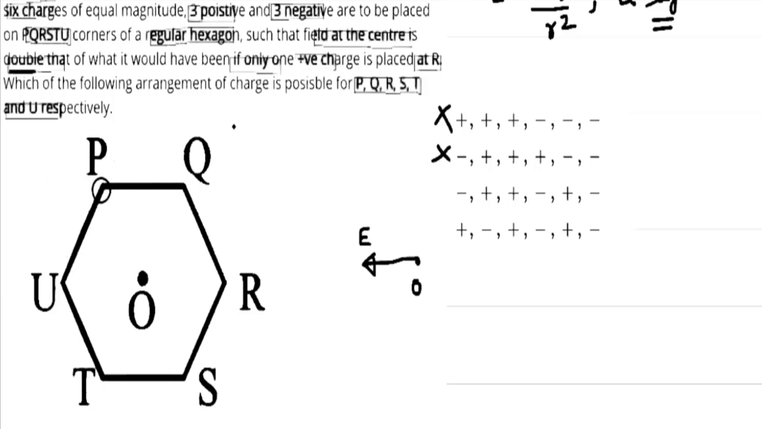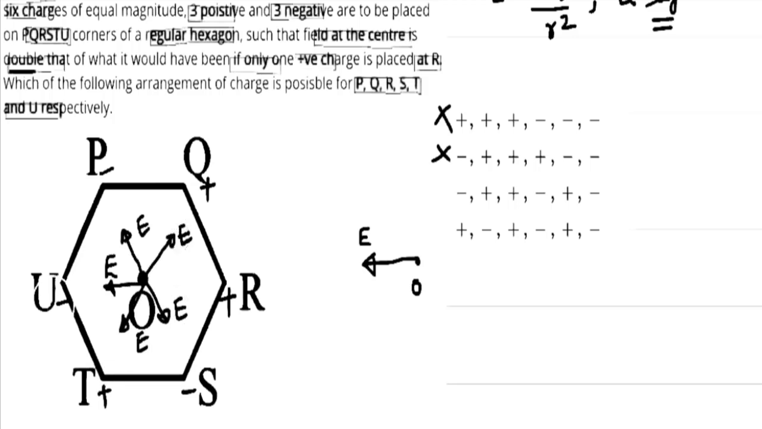So again we have option C, that is negative charge at P, positive charge at Q, then positive charge at R, negative charge at S, positive charge at T, and negative charge at U. So due to negative charge at P, the electric field will be in this direction. Due to positive charge at Q, the electric field will be in this direction. Positive charge at R, the electric field will be in this direction. Negative charge at S, the electric field will be in this direction. Positive charge at T, the electric field will be in this direction, and negative charge at U, the electric field will be in this direction.